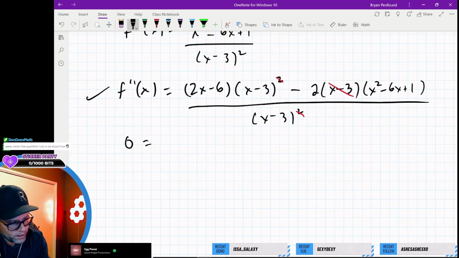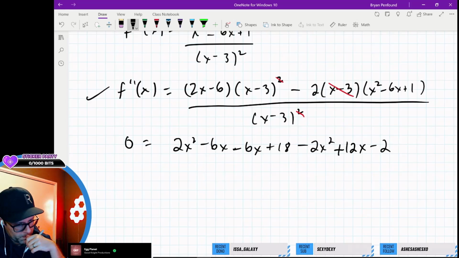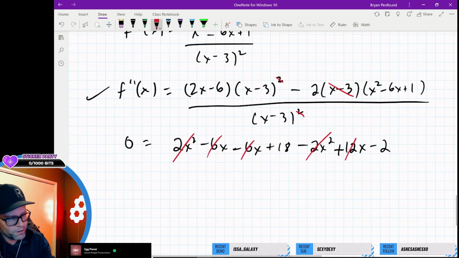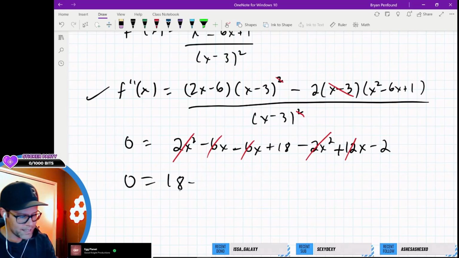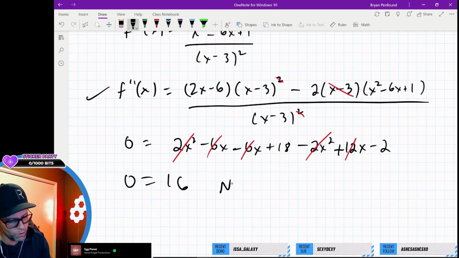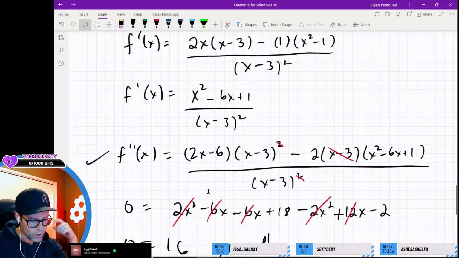And then we're going to get something like 2x squared minus 6x, minus 6x, plus 18, minus 2x squared plus 12x minus 2. Oh, that's cool. So that and that disappears, that and that disappears. Now I can see that there are no inflection points because we get 18 minus 2, so 0 is equal to 16. We get no inflection points. That's kind of what I thought might happen, so that was a nice little verification.